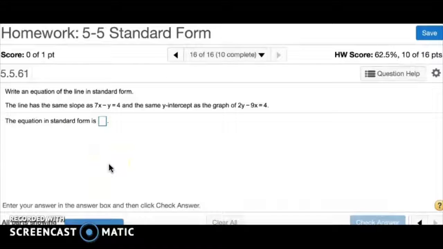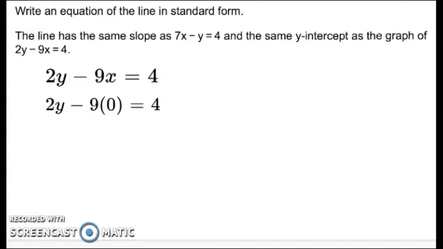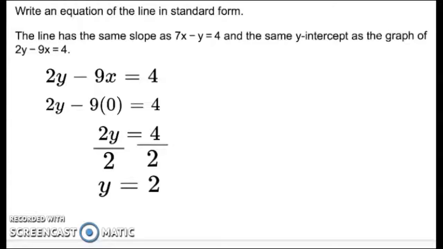16. Write an equation of the line in standard form. The line has the same slope as 7x minus y equals 4 and the same y-intercept as the graph 2y minus 9x equals 4. So let's take a look at that. Let's start by finding the y-intercept. So finding the y-intercept of this equation, I put in 0 for x. That leaves me with 2y equals 4. Divide both sides by 2, and y equals 2. So that means the y-intercept is going to be 2.